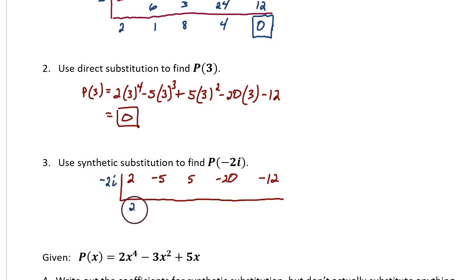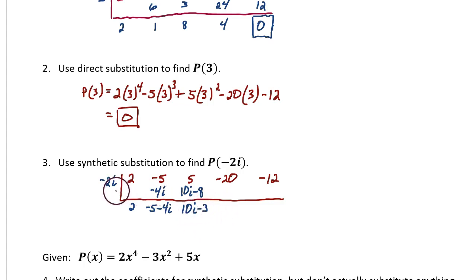Bring down the 2. 2 times negative 2i is negative 4i. Now we have a real number and an imaginary term. So to add them, you really just write them side by side. Negative 5 times negative 2i is 10i. Negative 4i times negative 2i is positive 8i squared, but that's negative 8. So when you combine these together, this is 10i minus 3.